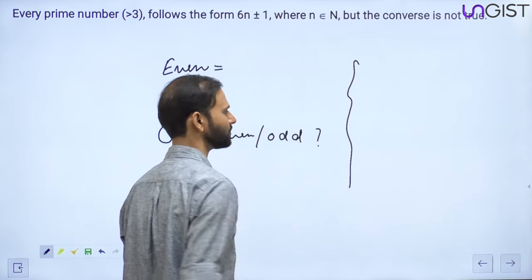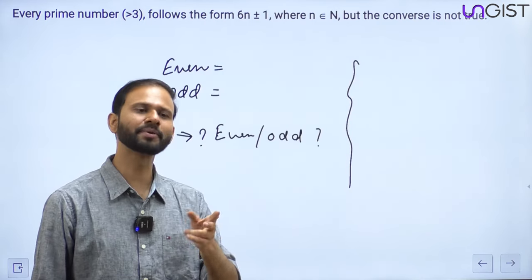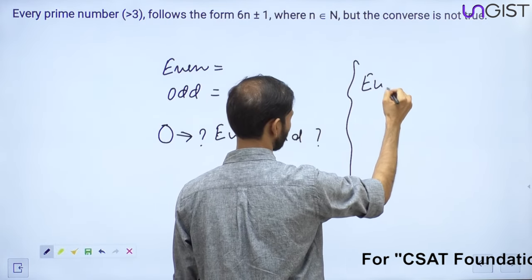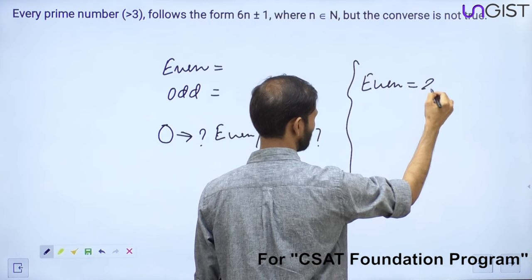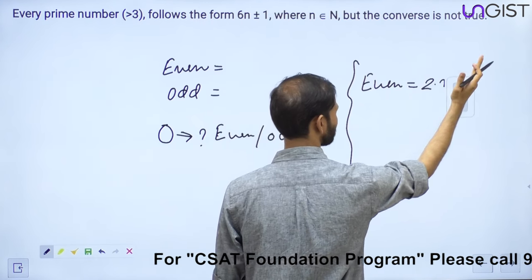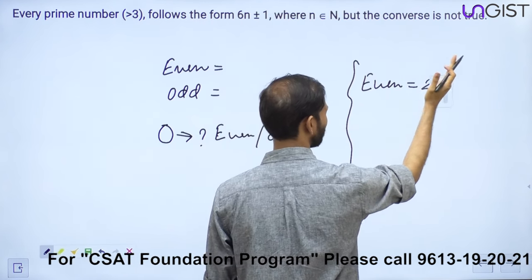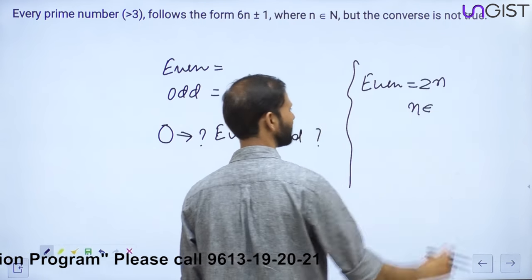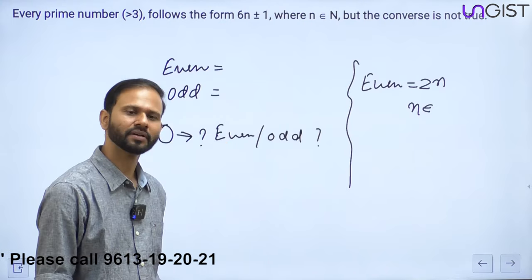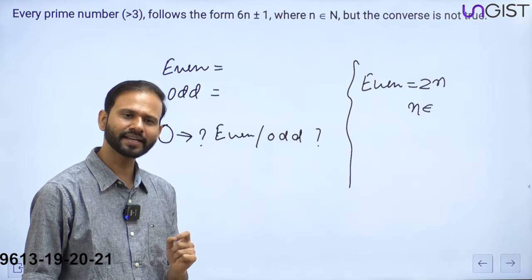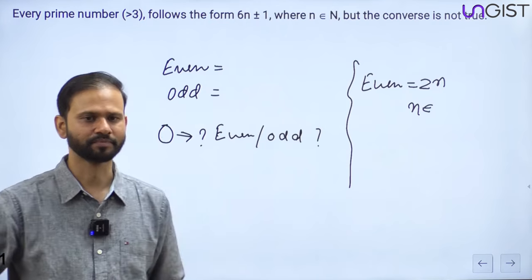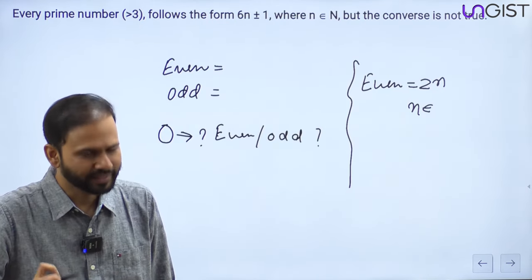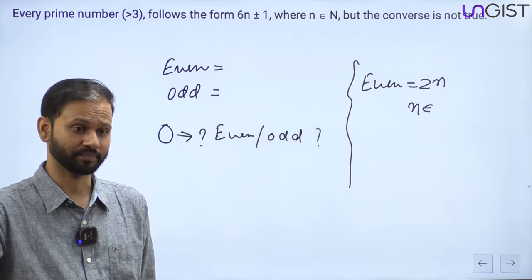Even hota kya hai? Multiple. Even means multiple of 2, right? Dekhiye, even number is equal to 2n. Yahan pe n kya hai? Natural number kyun hai? Yahan pe n kya hai? Ye bataiye. मुझे बताइए, क्या नेगेटिव नंबर इवन नहीं होते? यस, यहां पे n इंटीजर होगा, राइट?